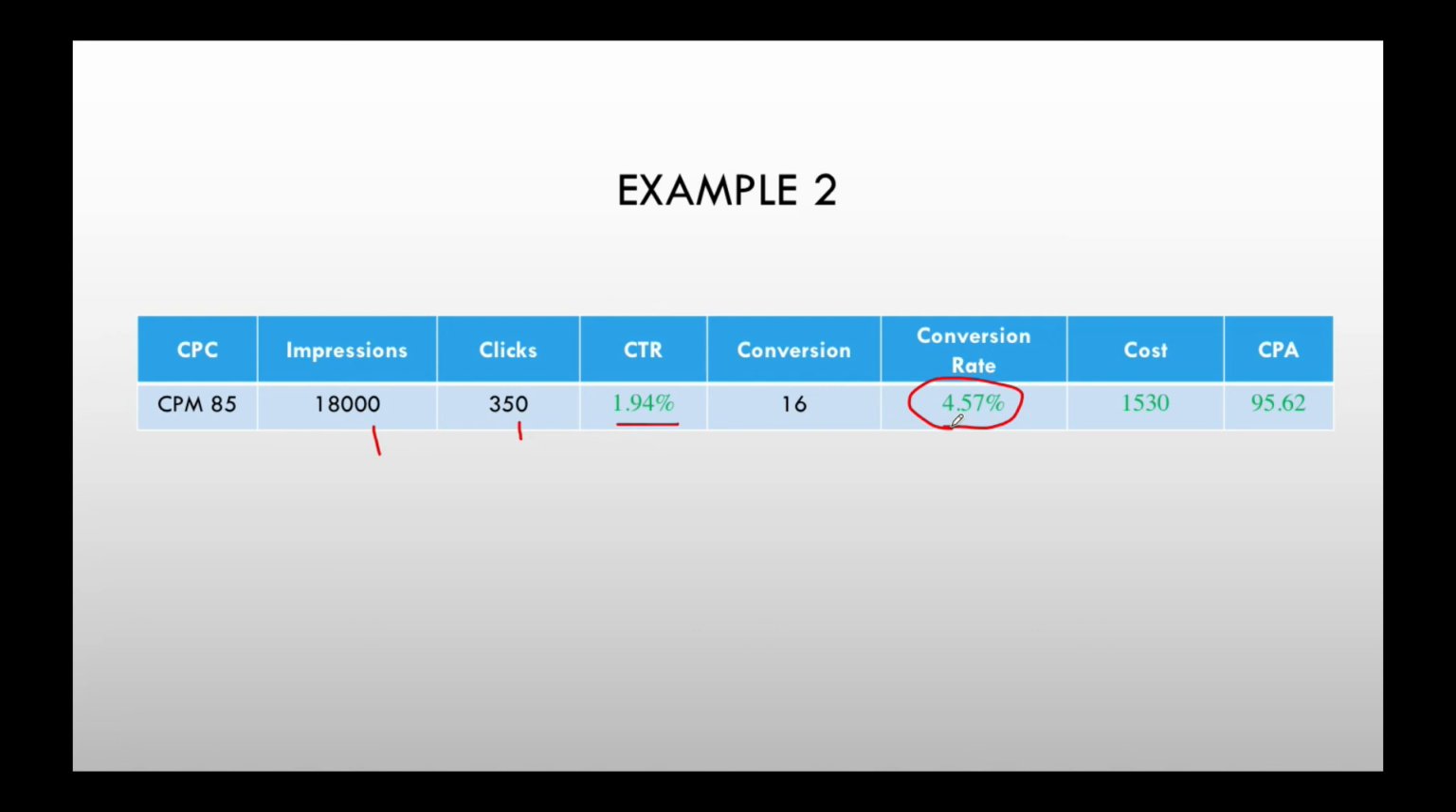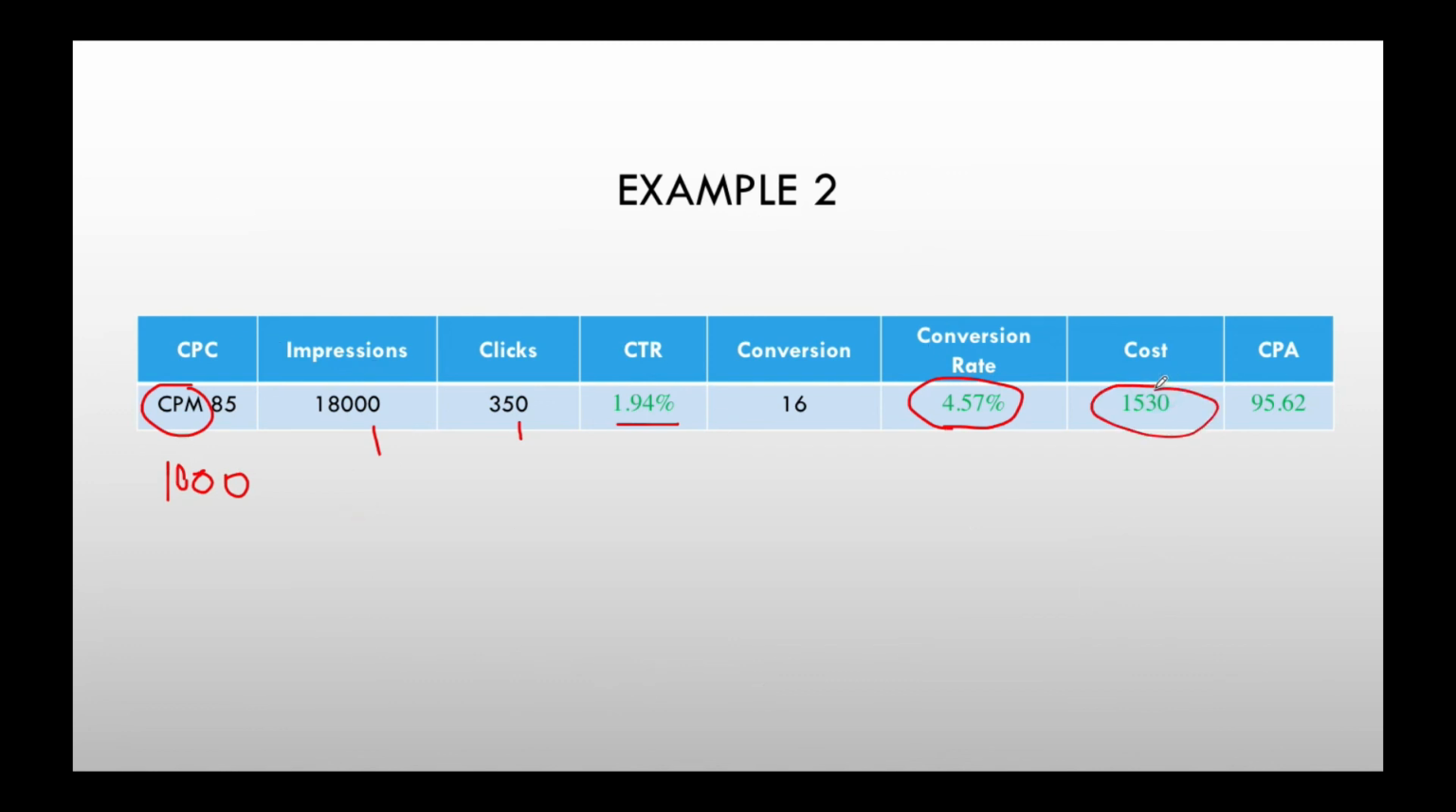Cost. How do we calculate cost in this case? So remember, you're not paying here on CPC basis. You're not paying here on click basis. You're paying here on CPM basis. Basically, you are paying here for 1000 impressions. So for 1000 impressions, I'm paying 85 rupees to the network. For 18,000 impressions, I'll pay how much? That is how you calculate. Yes. So the cost comes to 1530 rupees.